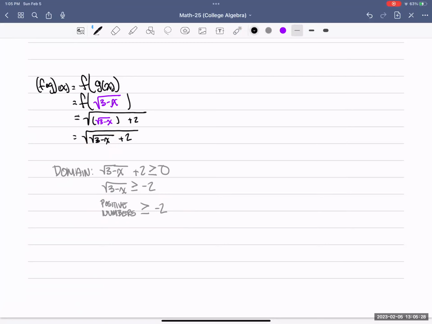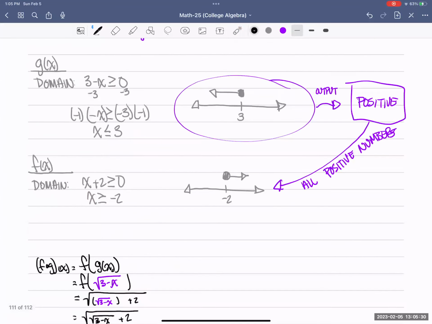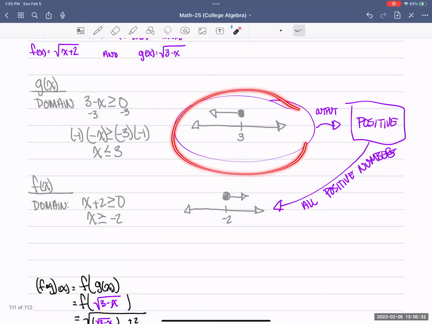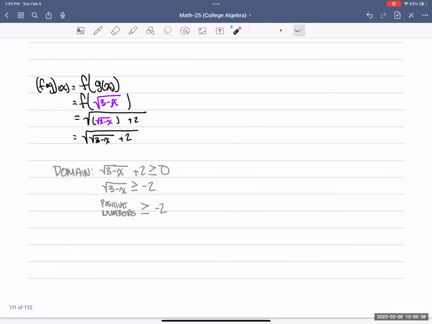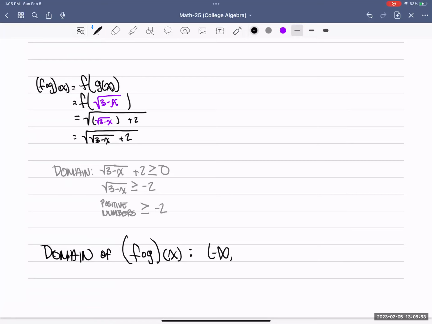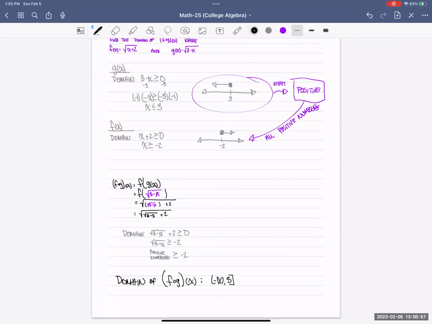So looking back up here, we restricted it to numbers less than or equal to a positive 3. So the domain overall, the domain of f of g of x, is going to be from negative infinity up to 3, which is what we have right up here.